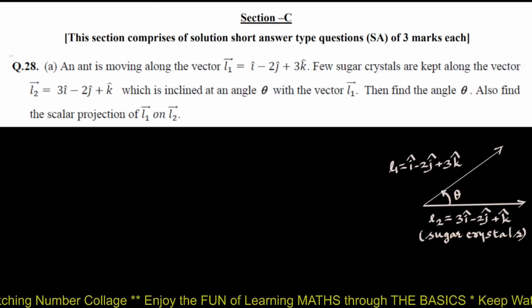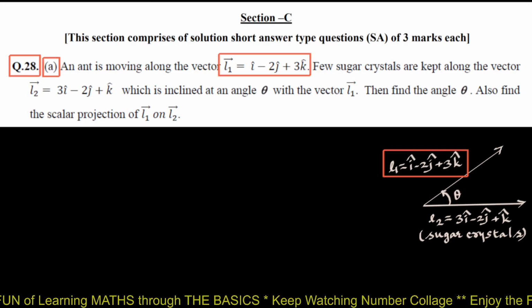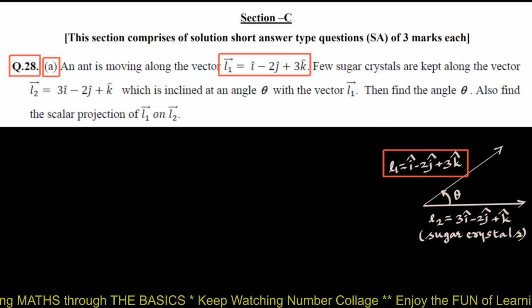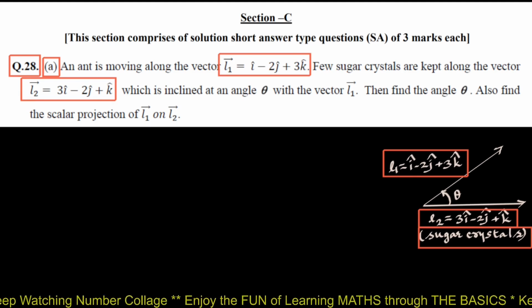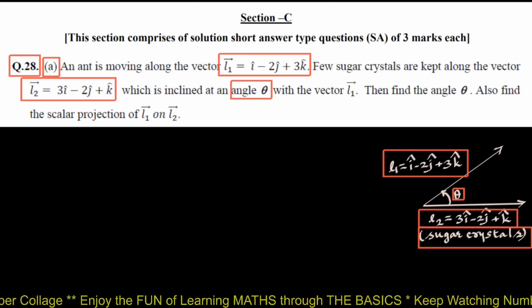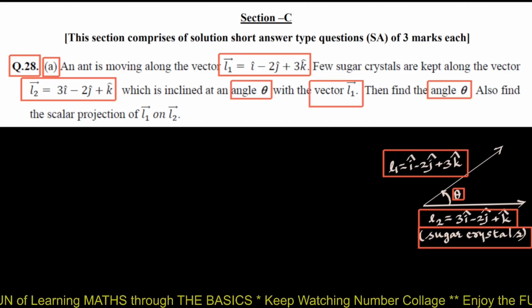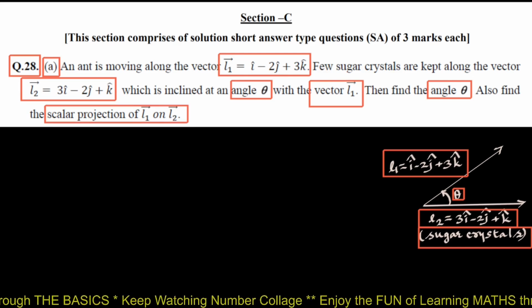Question 28a. An ant is moving along the vector L1, this one. A few sugar crystals are kept along the vector L2, this one with sugar crystals, which is inclined at an angle theta to this one with vector L1. Then we have to find the angle theta and also find the scalar projection of L1 bar on L2 bar.